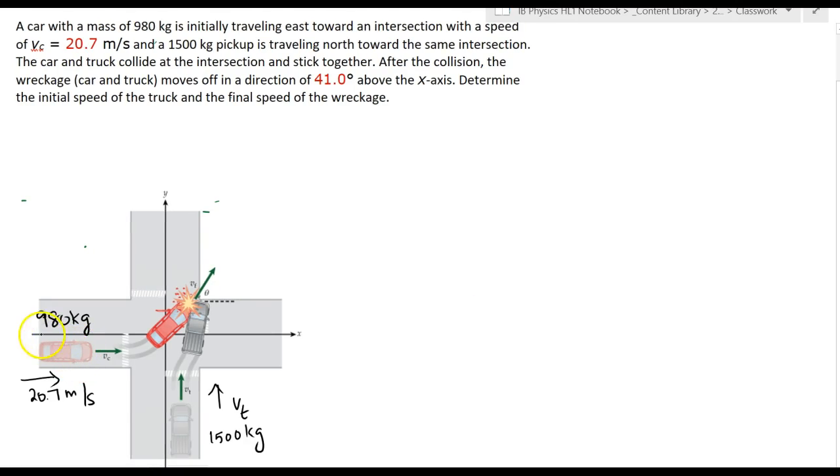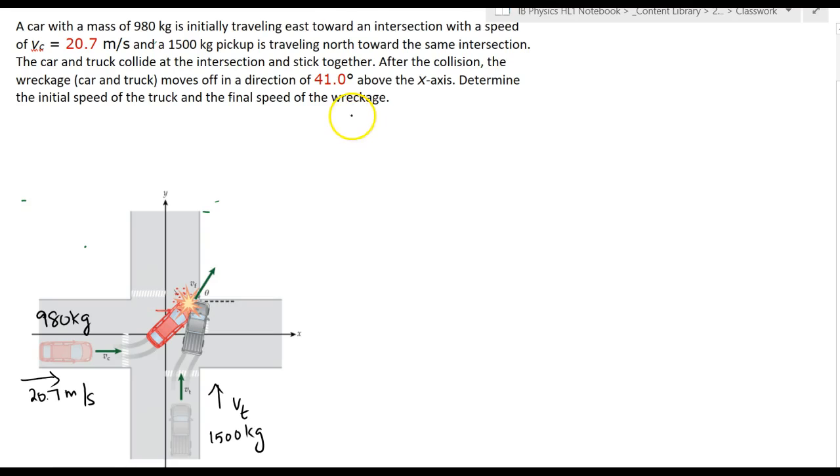There's a car of mass 980 kilograms moving at 20.7 meters per second. There's a truck of 1500 kilograms moving at some velocity which we don't know. They both collide and then they combine and move as one unit because they stick together, and that combined wreckage moves in this direction. We know that the final momentum has to be in this direction because total momentum is always conserved. So an east momentum vector and a north momentum vector will give you something in the northeast direction.